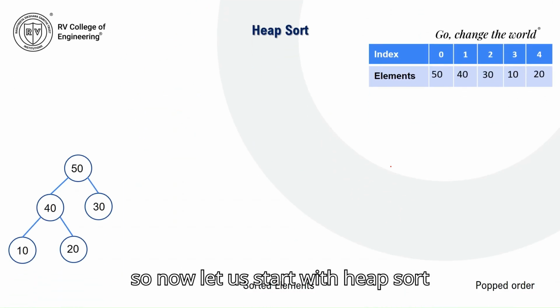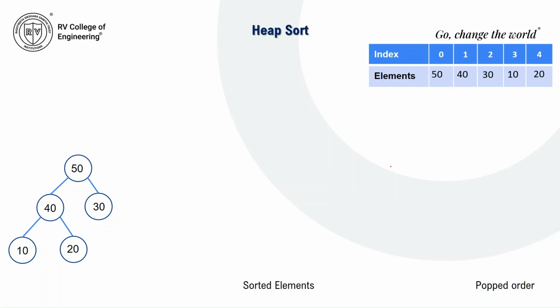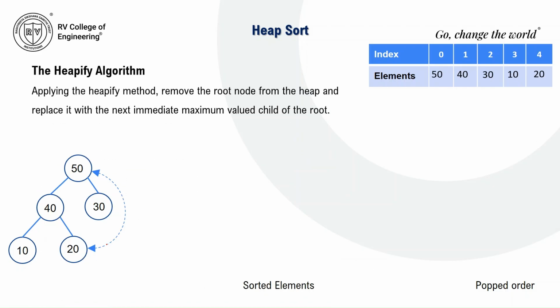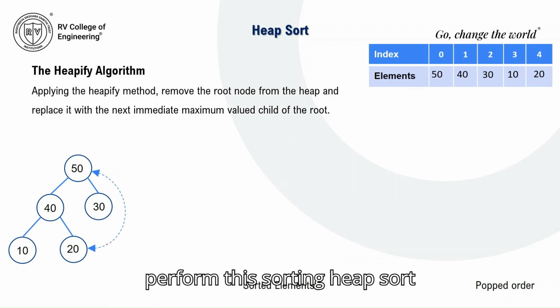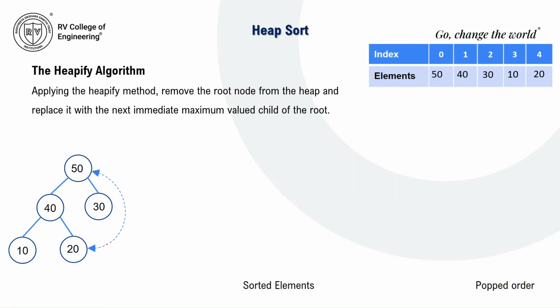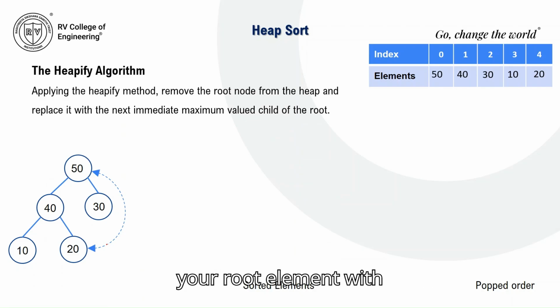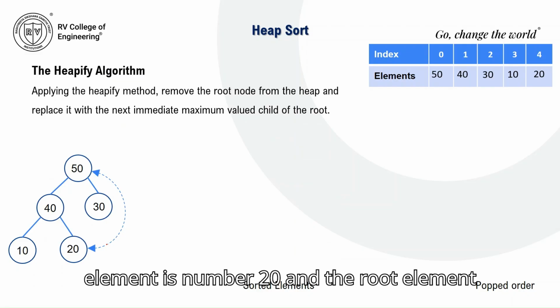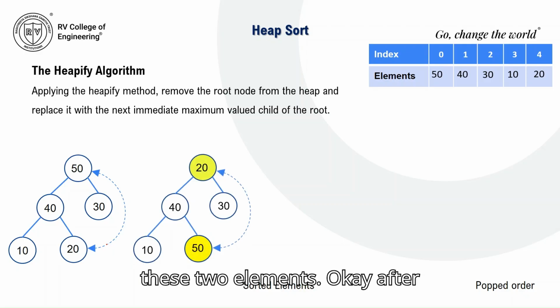Okay. So now let us start with the heap sort algorithm. You just take the array elements 50, 40, 30, 10, and 20. And the same elements are represented in the form of a max heap here. Okay. So now you just call the heapification method. How to call the heapification method? Like how to perform this heap sort algorithm. So here what you should do, as the algorithm says, you just exchange your root element with its last element. Here the last element is number 20 and the root element is number 50. Simply exchange these two elements.